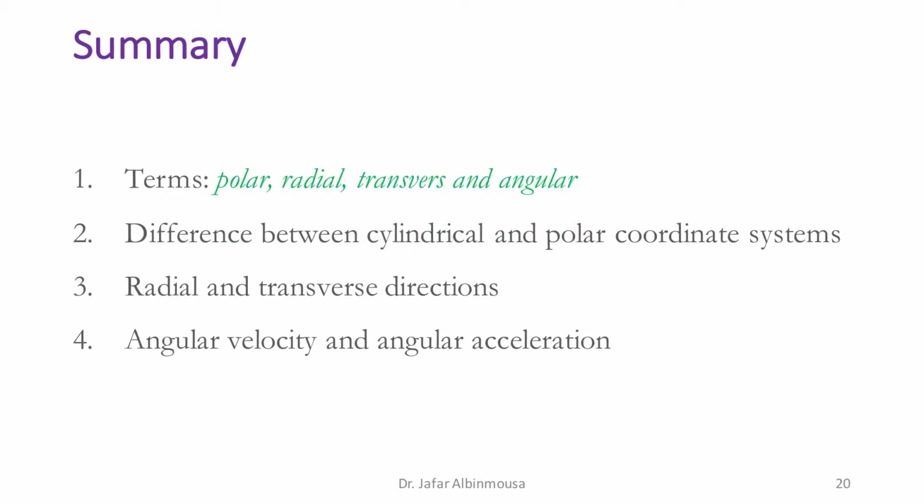To summarize, we have identified or defined the terms polar, radial, transverse, and angular direction. We also differentiated between the cylindrical and polar coordinate systems. We identified the unit vector on the radial and transverse direction. We also talked about the angular velocity as well as the angular acceleration, and we derived their equations.